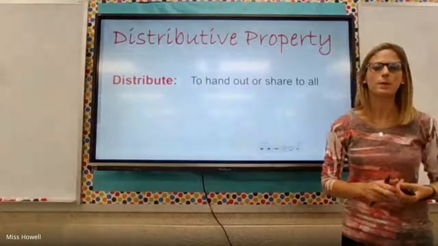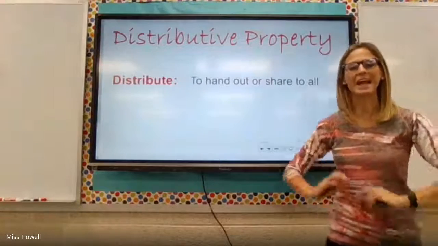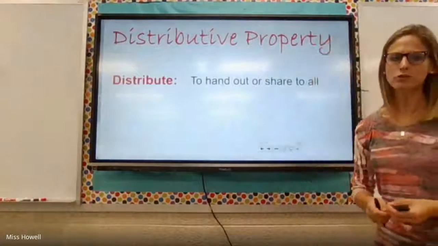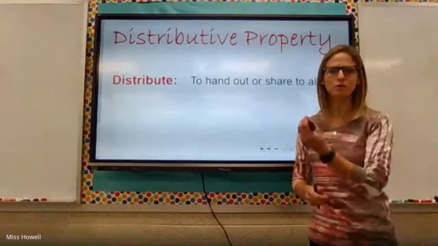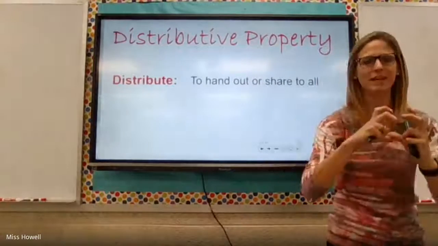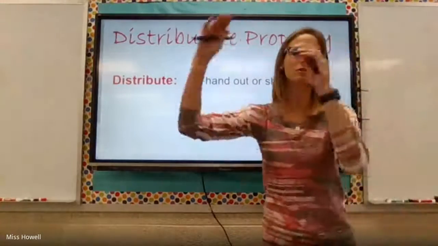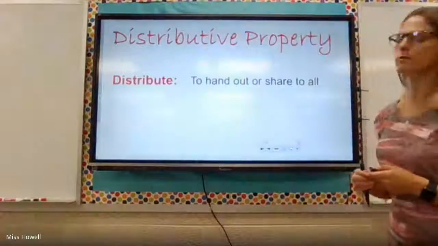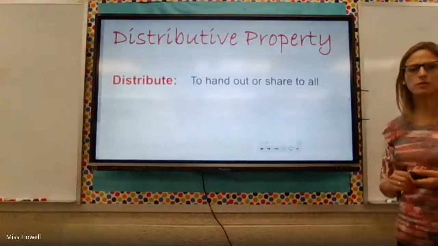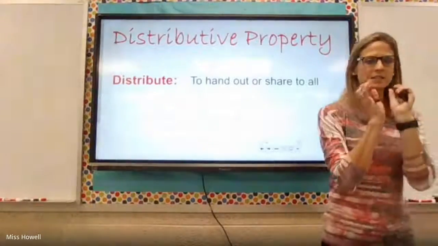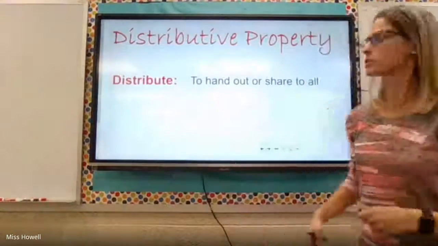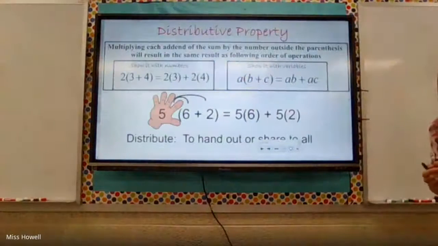The word distribute means that we're going to take something and hand it out to everything else. That's exactly what you're doing with your numbers when you do your distributive property. You're taking something and handing it out to everything else in the problem. So when we rewrite or expand using the distributive property, we always have to think, I have to take one item and hand it out to the other items. So your rule would look something like this.